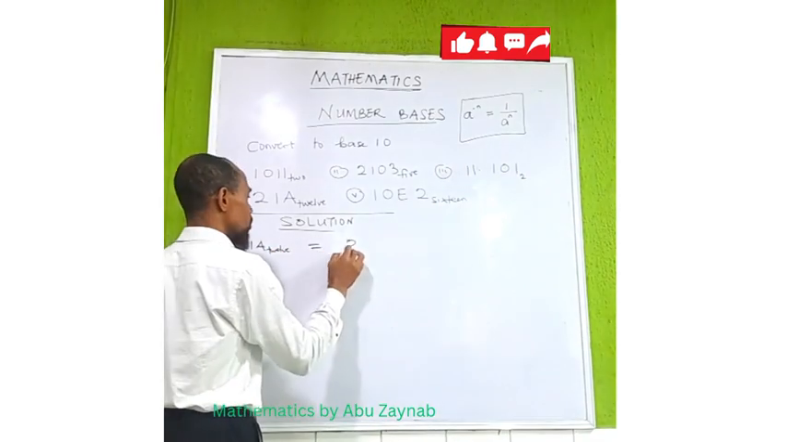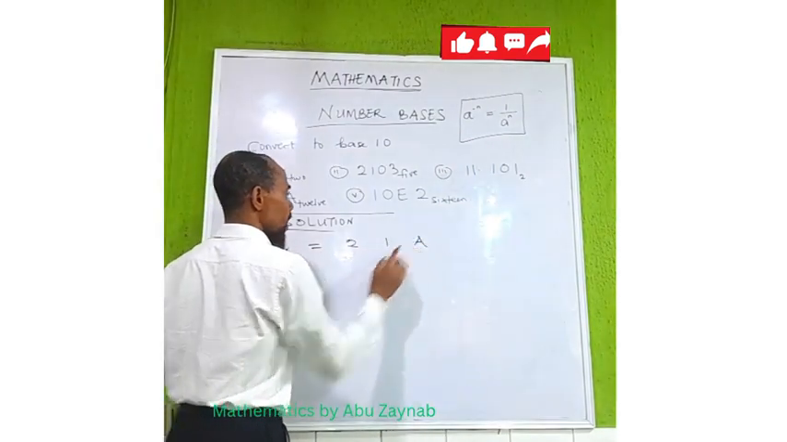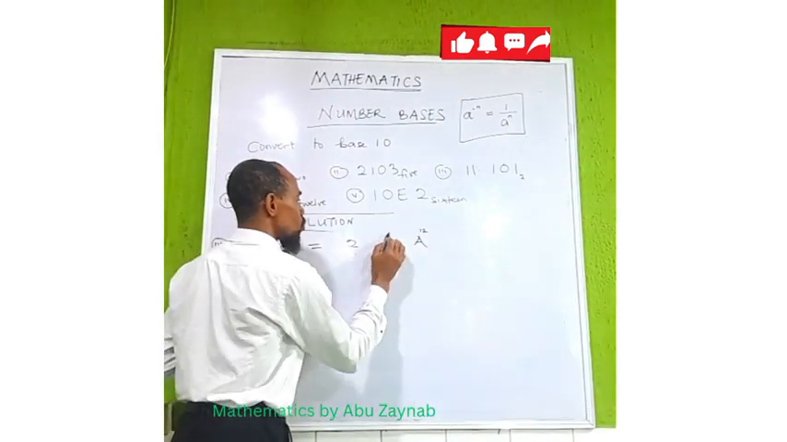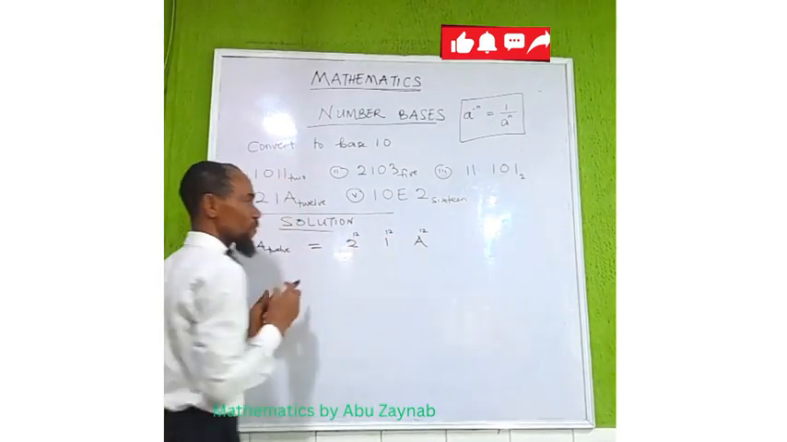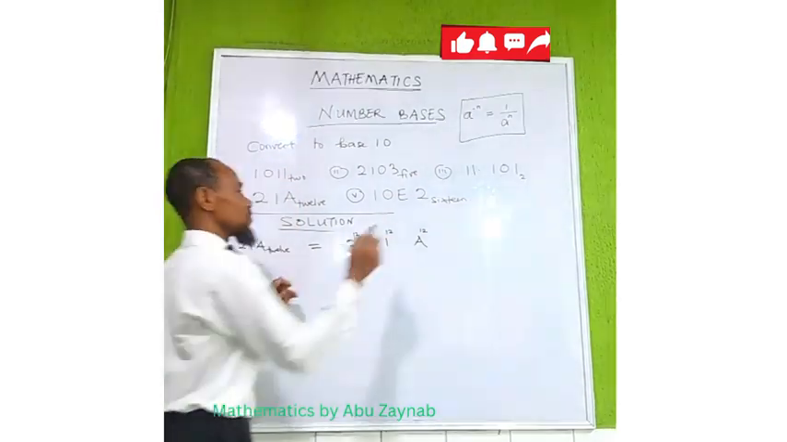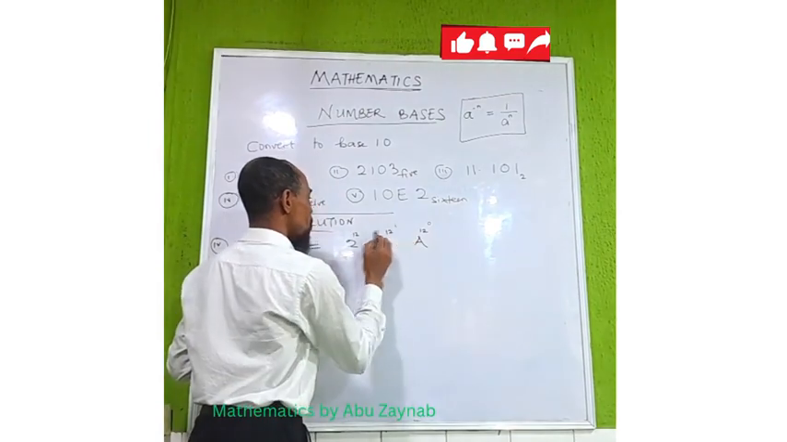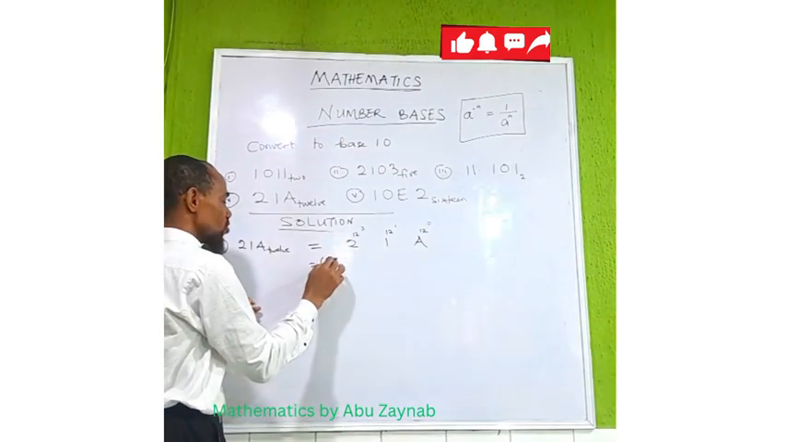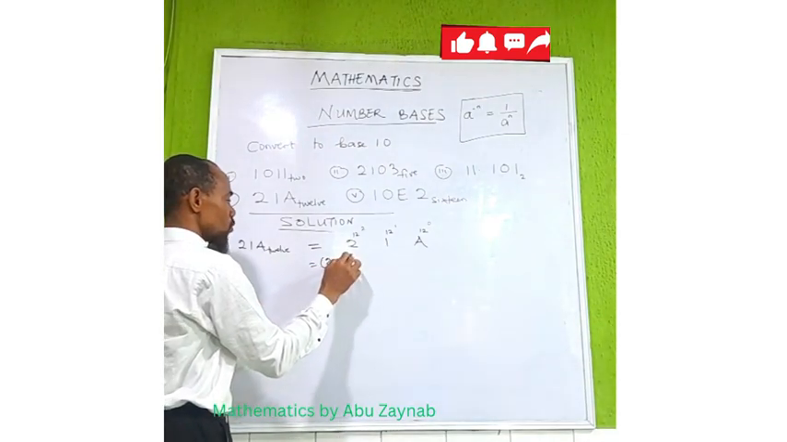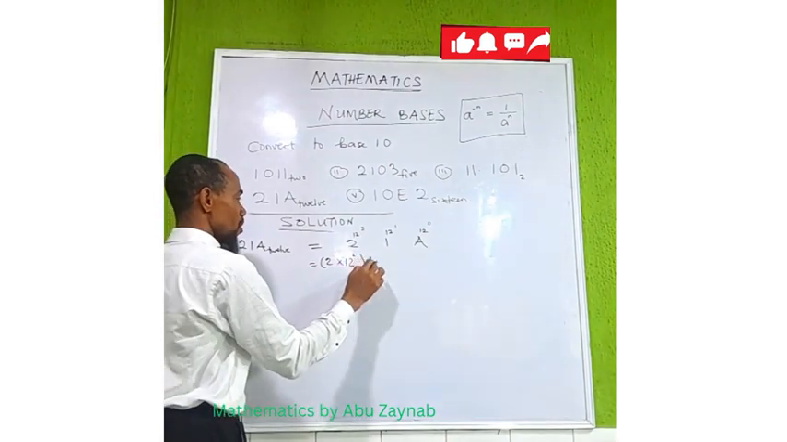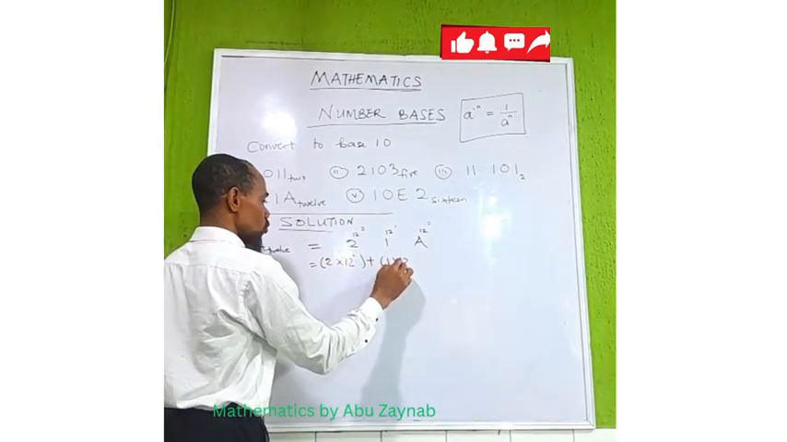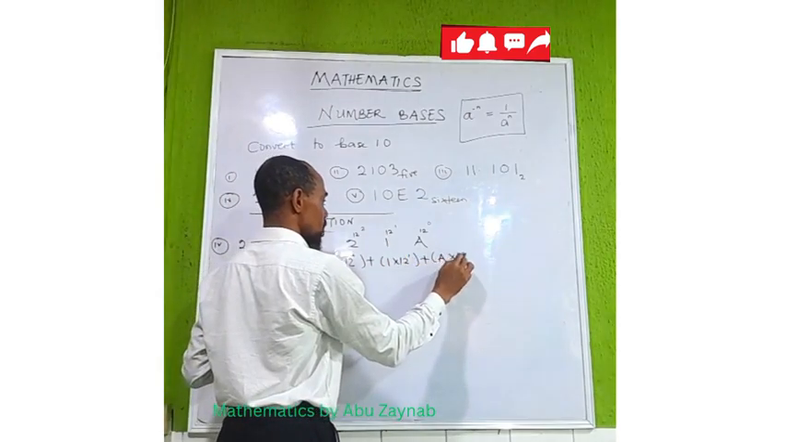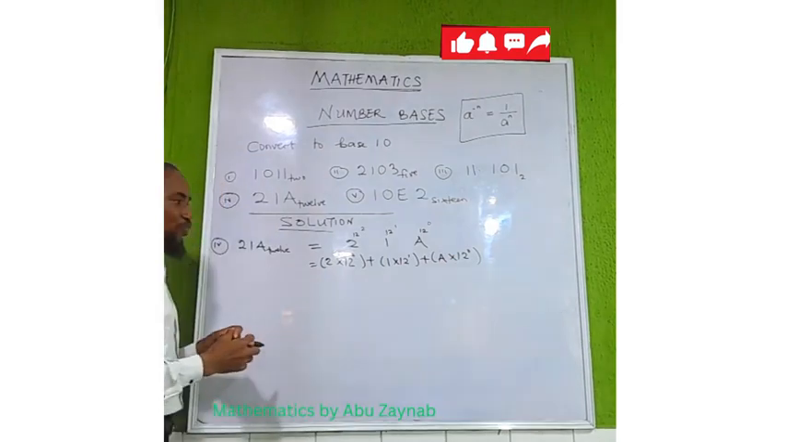We blow up as what? 2, 1, and a. 12 is the base, it becomes our superscript here. 12, 12, 12. And on the 12s, customarily we have 0, 1, and 2. So at this point, we have again 2 times 12 raised to power 2 plus 1 times 12 raised to power 1, then plus a times 12 raised to power 0.